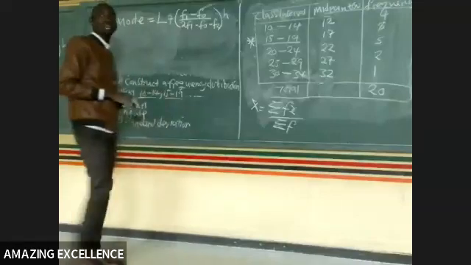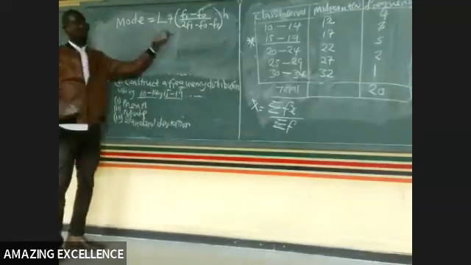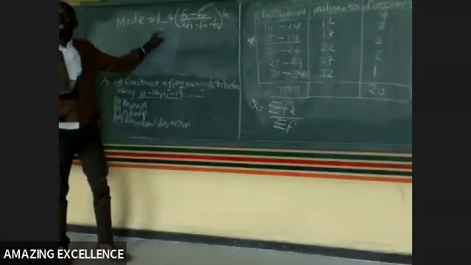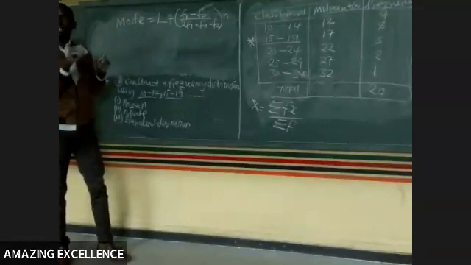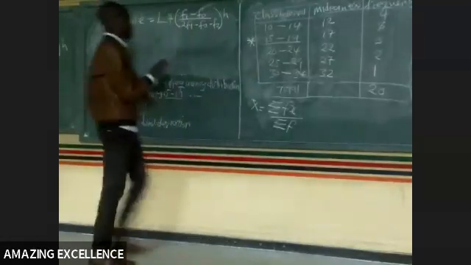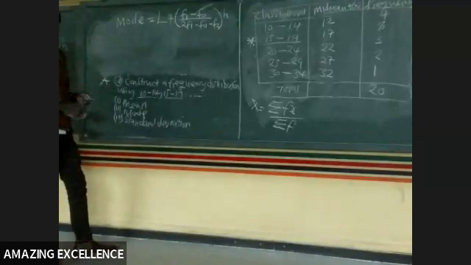Okay. So now, how do you find the mod? This is the formula that we use for the grouped data. What is L? L is the lowest class boundary of that class because it's a class, right? This one, the lower class boundary. This lowest number is called your L. That's your L.